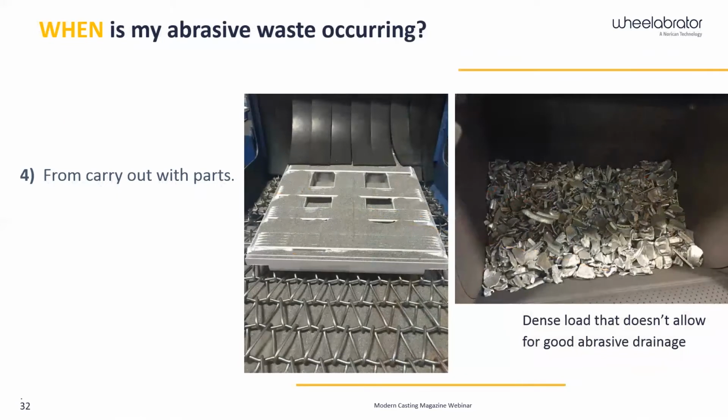Another area where it's very visible is abrasive waste from carry-out on parts. A couple of representations I've shown here. The one on the left-hand side is coming off a mesh belt. Visually, you can see that very easily. And you can imagine if I'm running parts like that on a regular basis, it's not going to take very long at all before I empty out the media from my machine because I've carried it out on parts. Another one that people don't always realize is the one on the right-hand side.